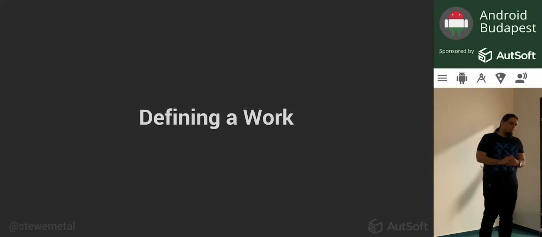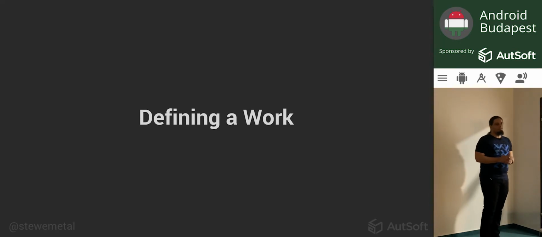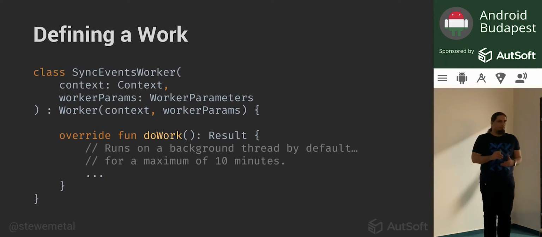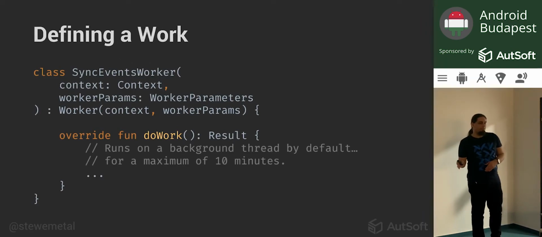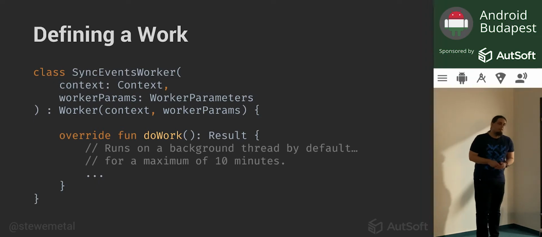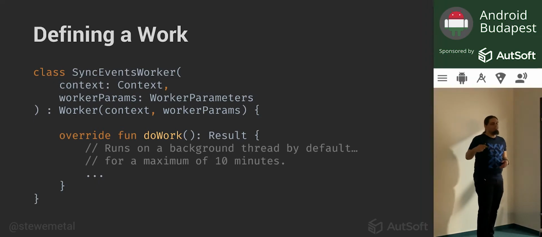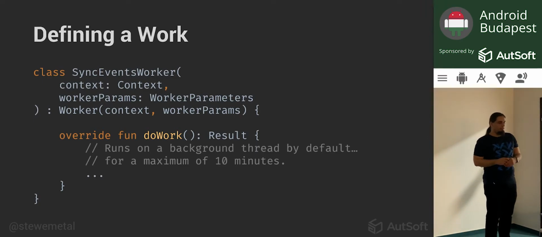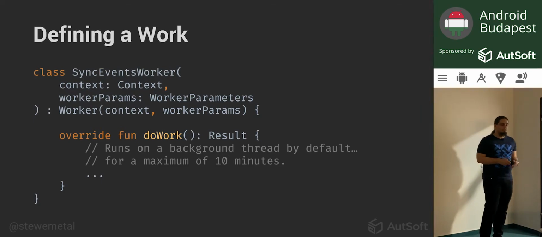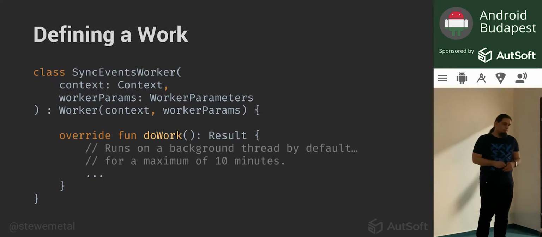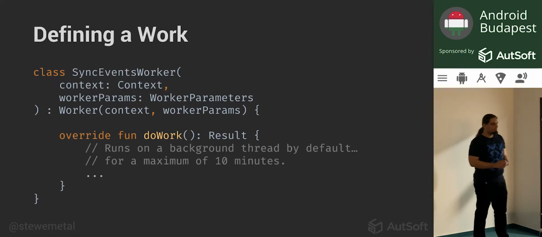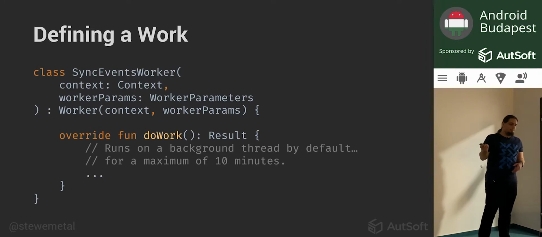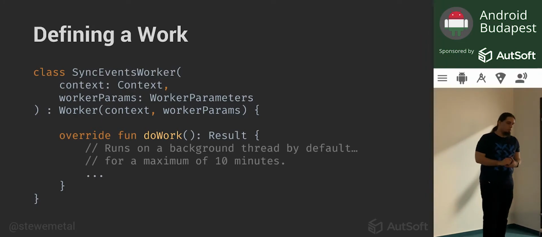With all that behind us, let's get to actually defining a work. To define a work, you have to implement a class which inherits from Worker, which in fact inherits from the ListenableWorker abstract class, which has the lower level implementation of the work handling logic, and we won't go into that in depth. You can check out the documentation of it. So we will call this class SyncEventsWorker. You will see why that's that way.